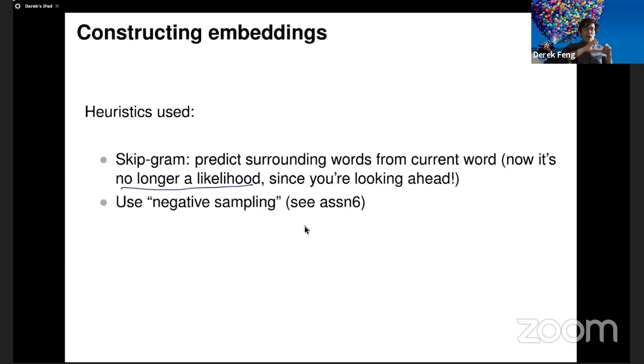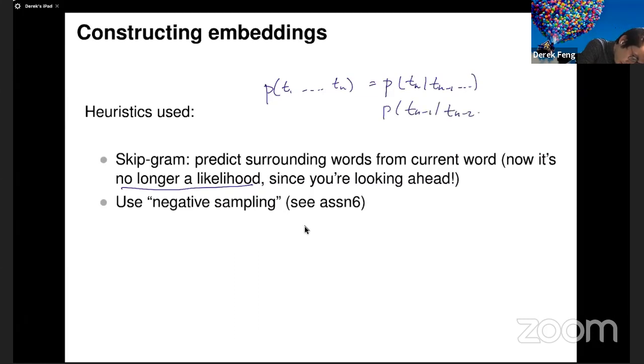So if you remember the way we constructed this all the way in the beginning, we had P of T1 through Tn. I'll just call it T. Then I said, let's say this is P of Tn given Tn minus 1, and so on, P of Tn minus 1 given Tn minus 2, and so on and so forth. That was the original language model decomposition that we had.